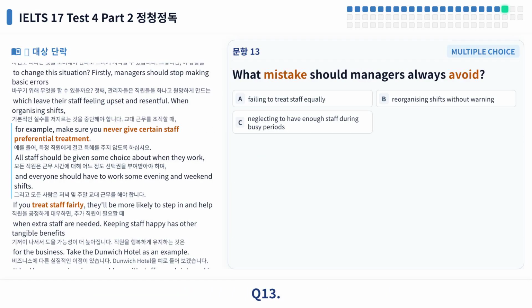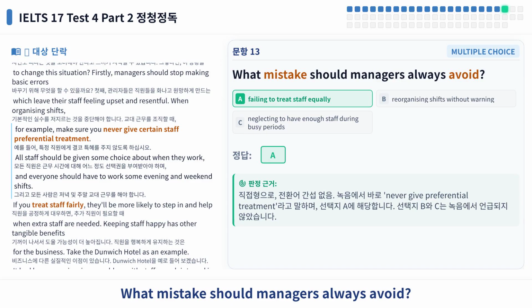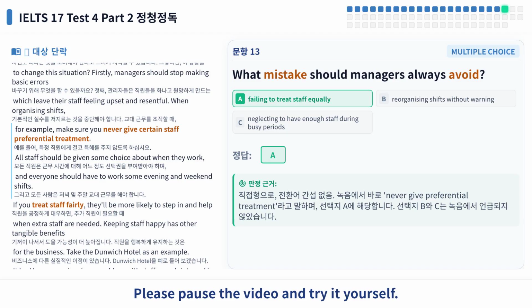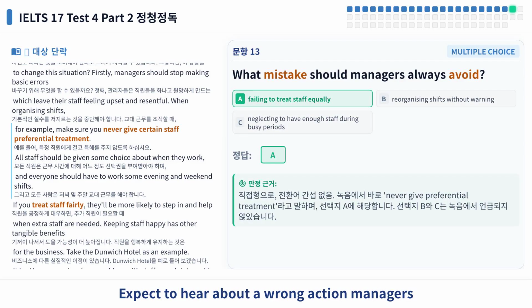Q13. What mistake should managers always avoid? A. Giving some staff preferential treatment. B. Arranging too many shifts. C. Being understaffed. Please pause the video and try it yourself. Keywords: mistake, managers, avoid. Expect to hear about a wrong action managers should not do.